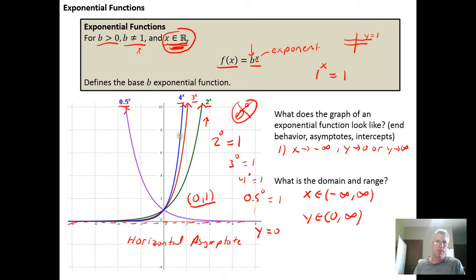These functions, 4 to the x, 3 to the x, 2 to the x, are all going to 0 as x goes to negative infinity. This function, though, as x goes to negative infinity, is actually going to infinity. And the other possibility is, for end behavior, as x goes to infinity, either the y values are going to go to 0, like they are for this function right here, or the y values are going to go to infinity. So that's basic intro to exponential functions.